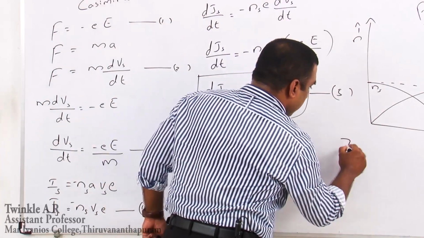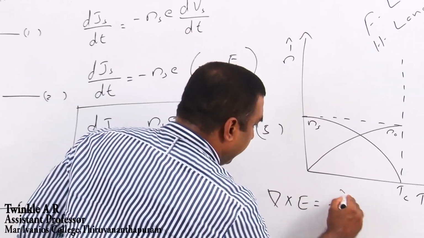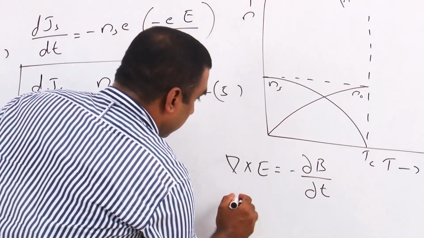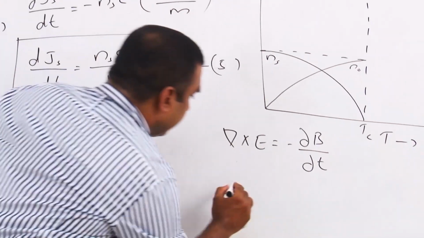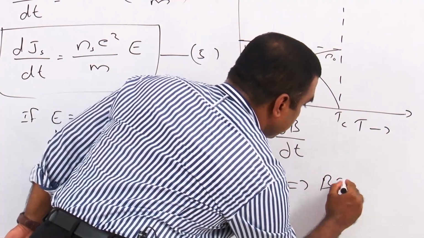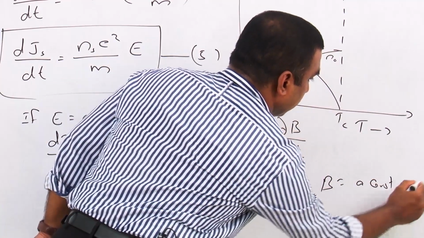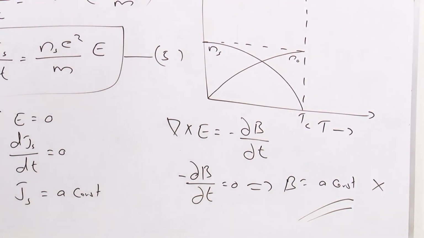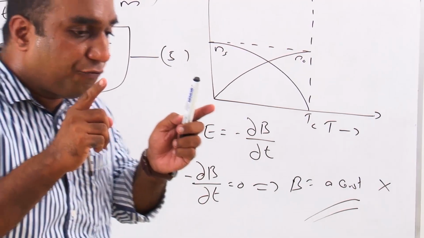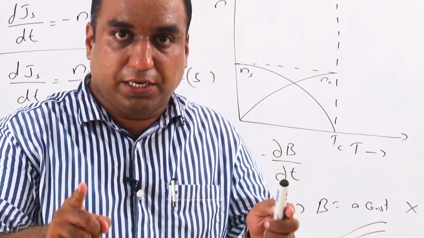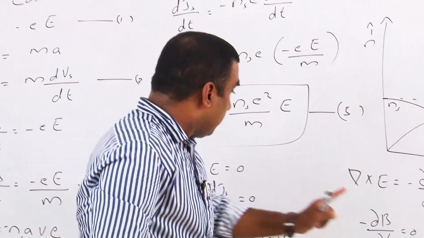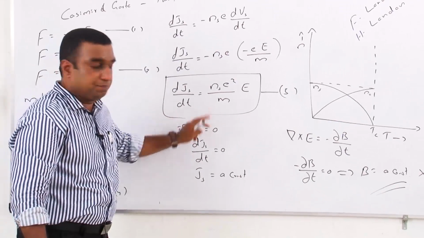We know from Maxwell's equation, del cross E is equal to minus dou B by dou t. If E is equal to 0, minus dou B by dou t is equal to 0, which implies B is equal to a constant inside the superconductor. But this is against the Meissner effect. According to the Meissner effect, in the superconducting state, the magnetic flux density or magnetic induction inside a superconductor is 0. Therefore, London brothers modified this equation 5.